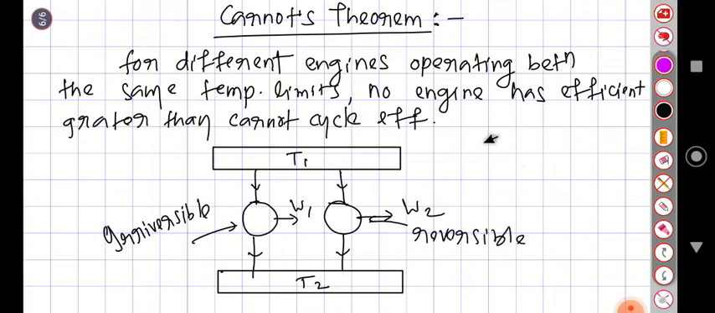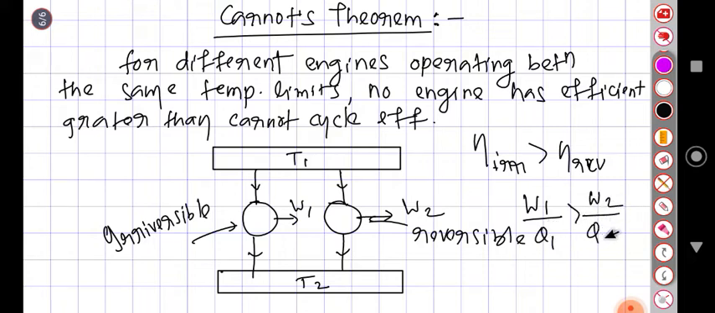According to the Carnot theorem, first I will assume that the efficiency of the irreversible engine is greater than the efficiency of the reversible engine. In fact, the reversible engine always has the greater efficiency, but we will first assume this. So W1 of the irreversible engine over Q1 is greater than W2 over Q2, right? We'll assume this first. Okay, now we'll see.